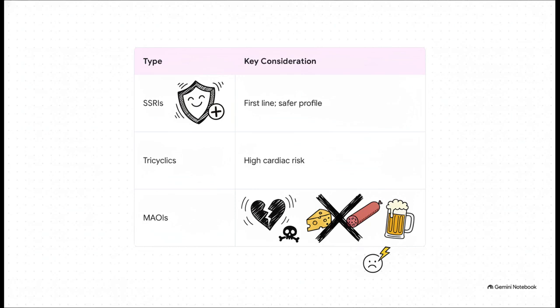If a patient is prescribed an MAOI, they require a very strict tyramine-free diet. That means absolutely no aged cheeses, no cured meats, and no draft beer. Consuming these everyday items while on this medication can actually trigger a sudden, life-threatening hypertensive crisis.